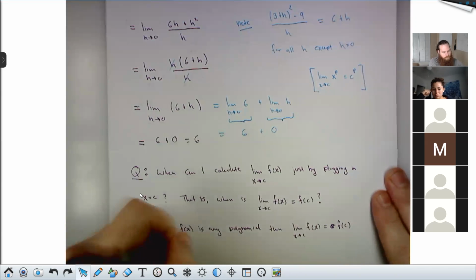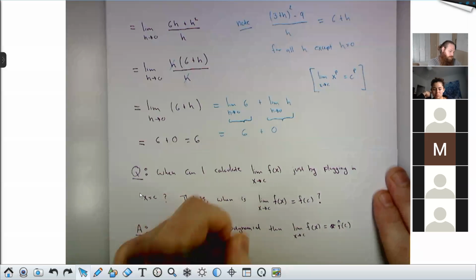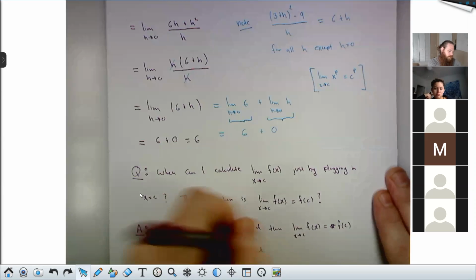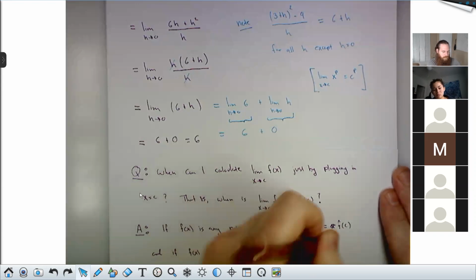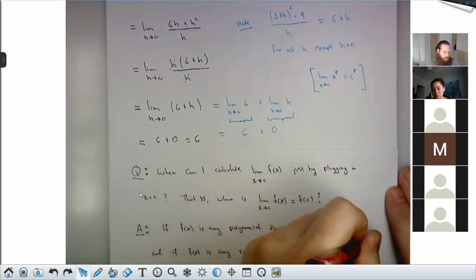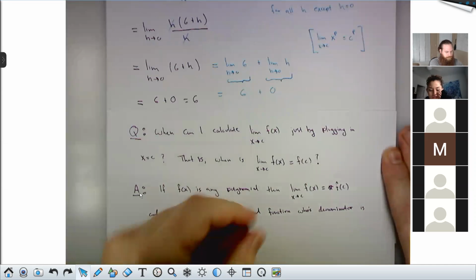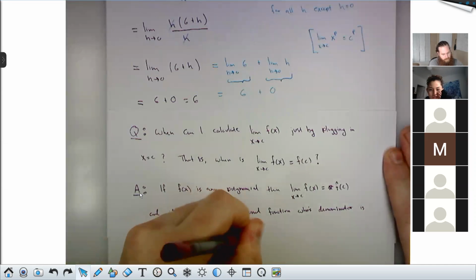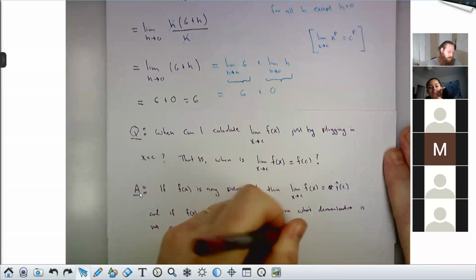And if f of x is any rational function whose denominator is not 0 at x equals c, then the limit as x approaches c of f of x will also be f of c.